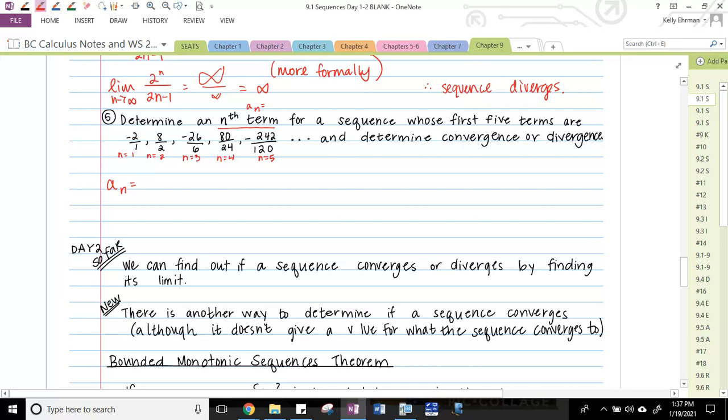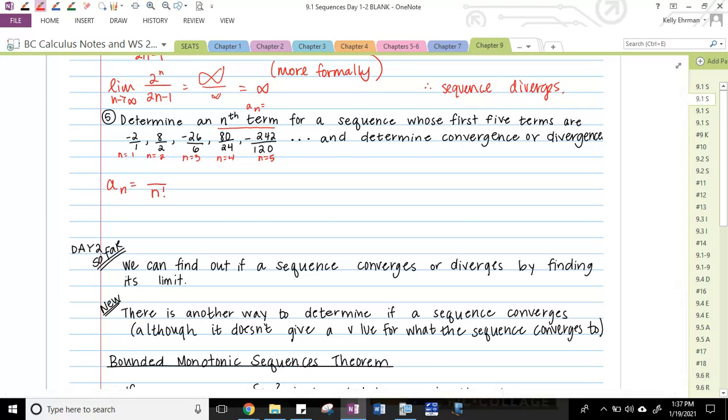So 1 factorial is 1, 2 factorial is 2, 3 times 2 times 1 is 6, 4 times 3 times 2 times 1 is 24. You're going to memorize these eventually. 5 times 4 times 3 times 2 times 1 is 120, or again, 5 times 24, 120. So the denominator is n factorial. Sometimes you'll see that if these were all knocked back one, it would be n plus 1 factorial.